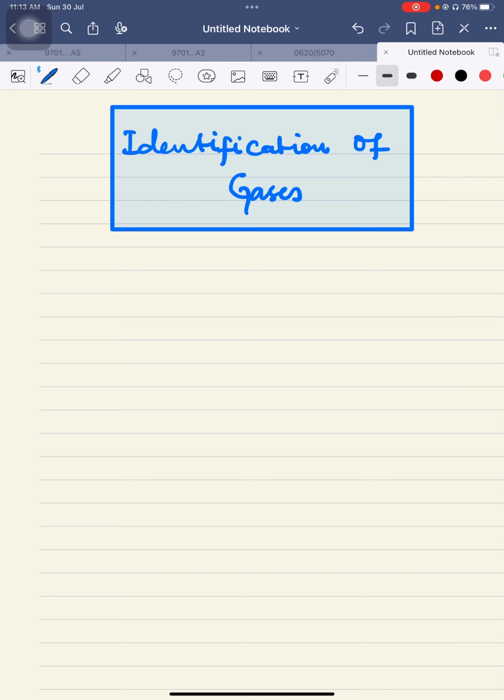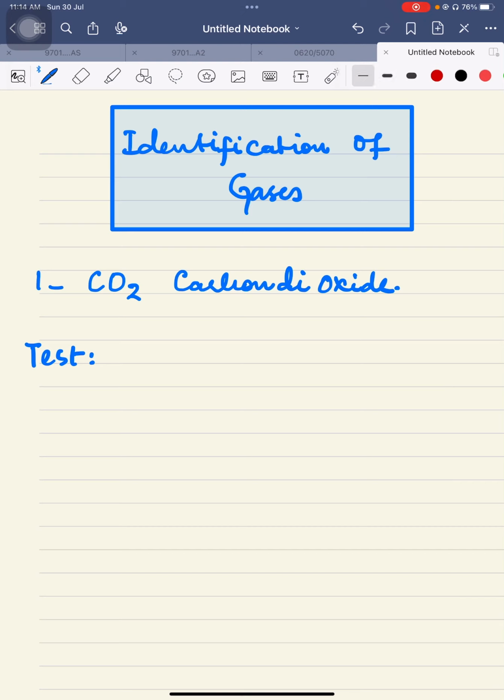Okay. So now, for example, gas number one is carbon dioxide. Now, what is the test? First of all, sometimes the examiner writes test and observation separately. Sometimes he doesn't, and he just says describe a test for the identification of that gas. Over there, you should merge the two things, I mean the test and the observation.